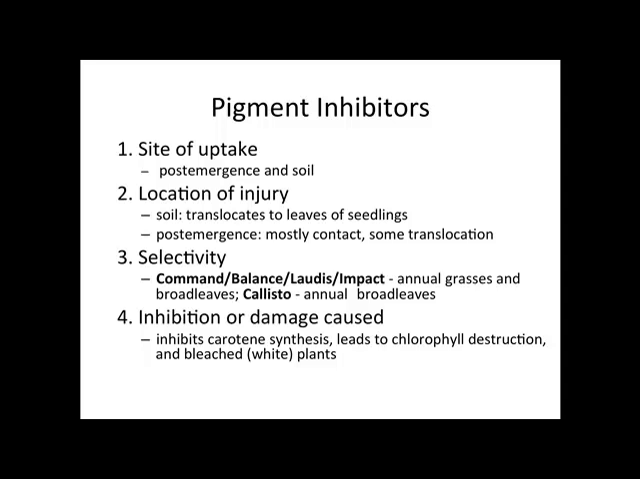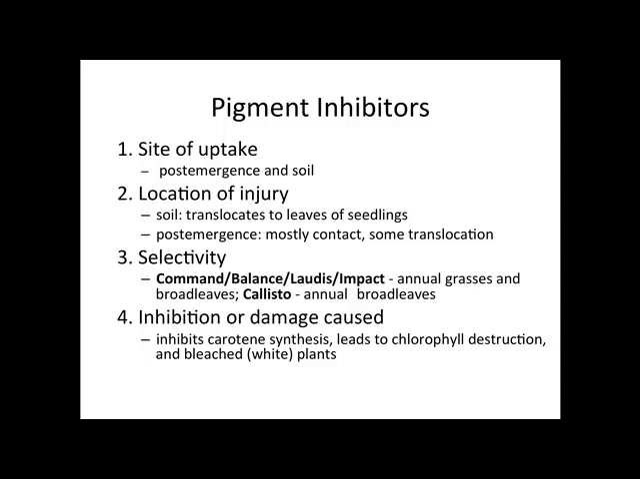How do pigment inhibitors kill weeds? So the site of uptake is post-emergence and in the soil, depending on which product you're spraying and when you're spraying it. Location of injury: in the soil, it translocates to leaves of seedlings, so you'll have leaf injury on your seedlings. Post-emergent, mostly contact, there is some translocation. Selectivity: Command, Balance, and Lattice Impact control annual grasses and broadleaves, Callisto annual broadleaves only.